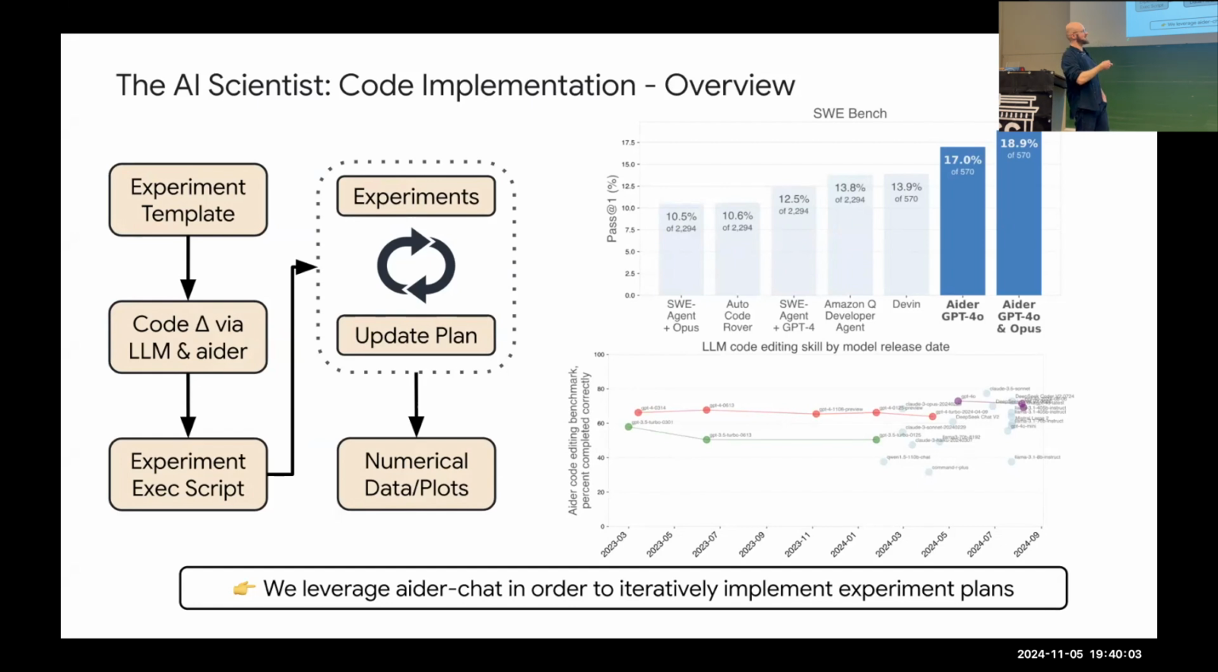And what you can see here is how Aider performs on SWE bench. SWE bench is a standard benchmark for evaluating software agents on GitHub issues. And you can see that Aider with GPT-4o, I think this is actually a bit outdated, and a combination of GPT-4o and Opus performs really, really well at solving these GitHub issues. And we can use Aider to essentially implement the experiment plan given our template.